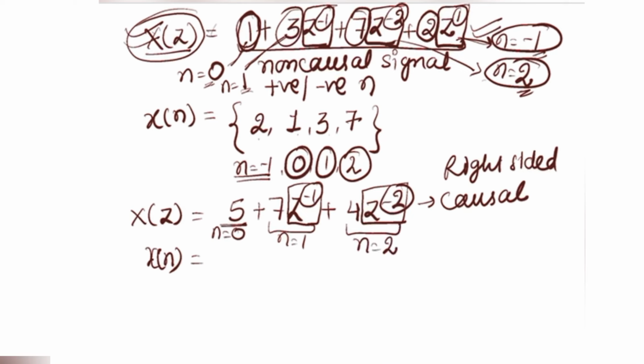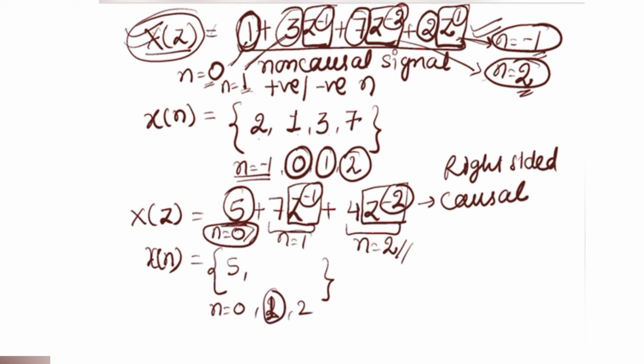So now x[n] will exist from 0 to 2. Now we will write the signal. For n = 0, the signal is 5. For n = 1, the signal is 7. For n = 2, the signal is 4. So this way we can calculate the inverse Z transform just by inspection of a Z transform. This is the introductory part of the Z transform. We will discuss further in the next lectures.